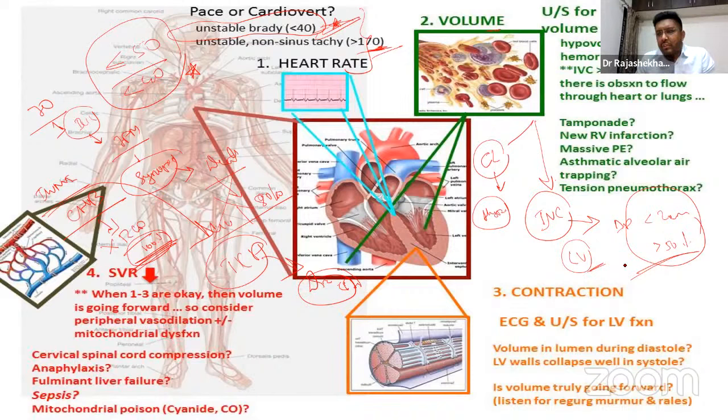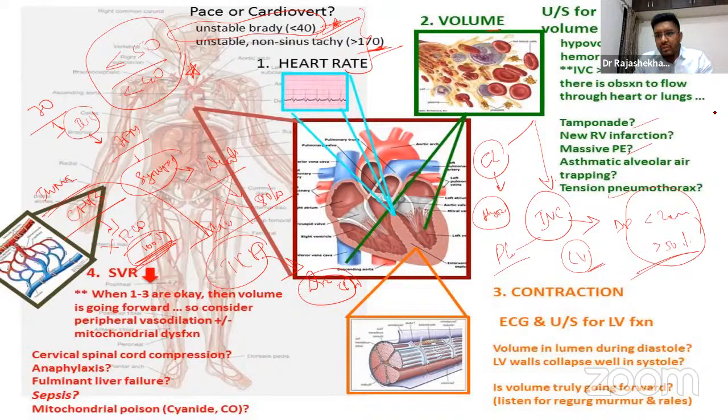Or if the IVC is plethoric and non-compressible, then you suspect some amount of obstruction, whether the RV is obstructed, tamponade is there, a massive PE, asthmatic alveolar air trapping causing status asthmaticus, or a tension pneumothorax can cause a plethoric IVC, which is non-compressible and does not vary with respiration. So it is a very simple thing to identify, even for anyone.